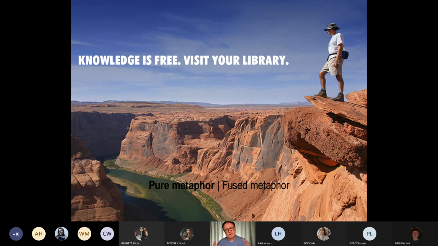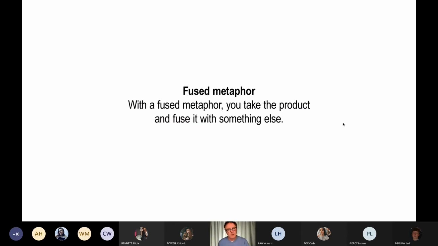Vastness of knowledge, depth. So this is effectively the use of type and image working together, like juxtaposition. And that's an example of a pure metaphor. Now, let's park pure metaphor and focus on fused metaphor.